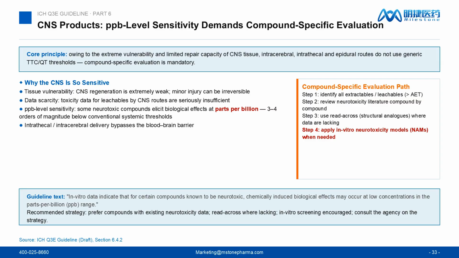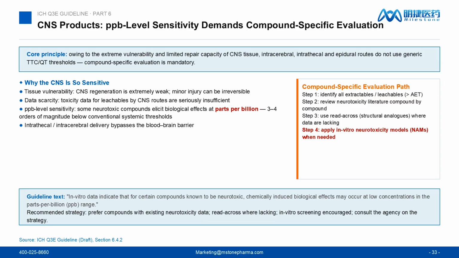Second, the data gap. We have very little toxicity data for leachables delivered by CNS routes, and uncertainty always pushes regulation toward conservatism. Third, and this is the striking one, PPB sensitivity. The guideline cites in vitro evidence that certain neurotoxic compounds produce biological effects at parts per billion. That is 3 to 4 orders of magnitude below conventional systemic thresholds. A generic QD simply cannot protect the spinal cord.